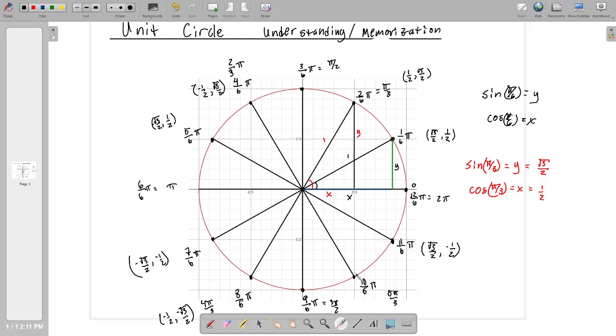And the last point, of course, this one will have the same x value as this point, and the same y value as this point. So we end up with the point 1/2, negative root 3 over 2. Now this is how we get the coordinates for every single point on the unit circle that we usually memorize.